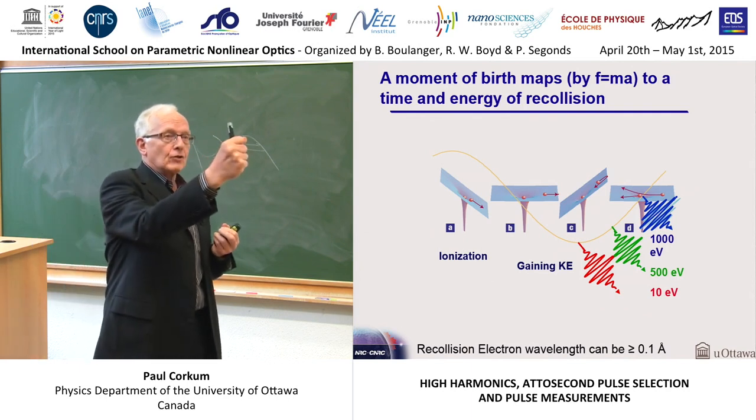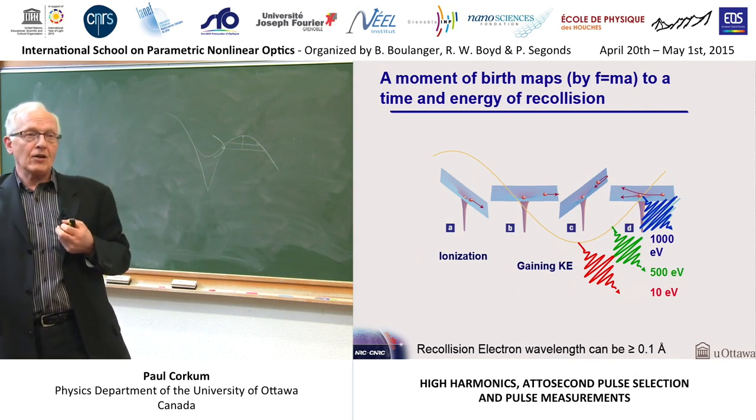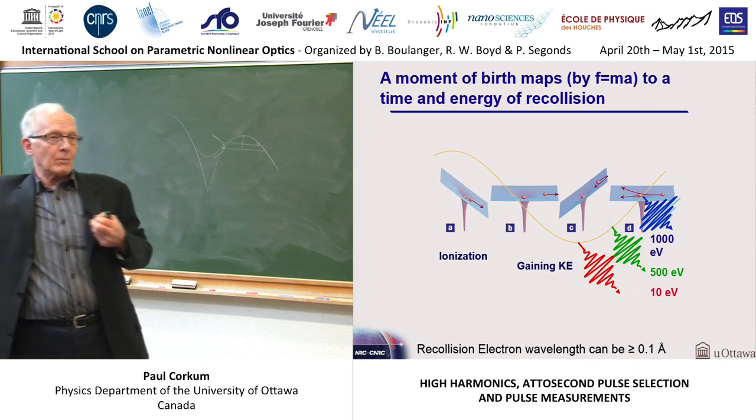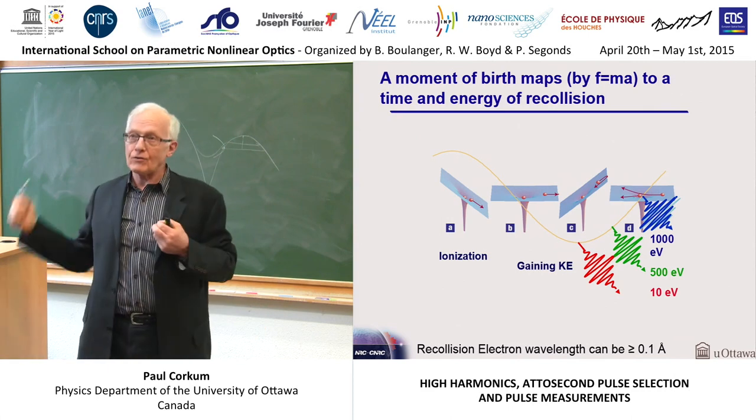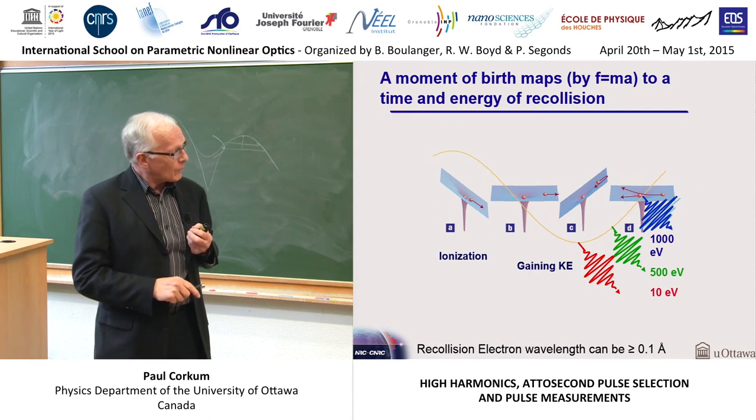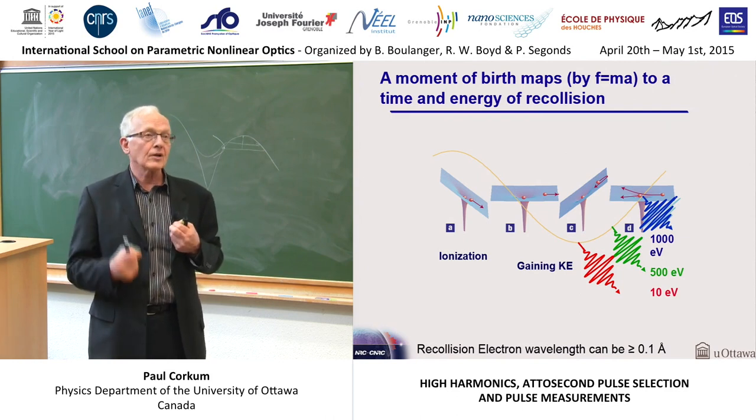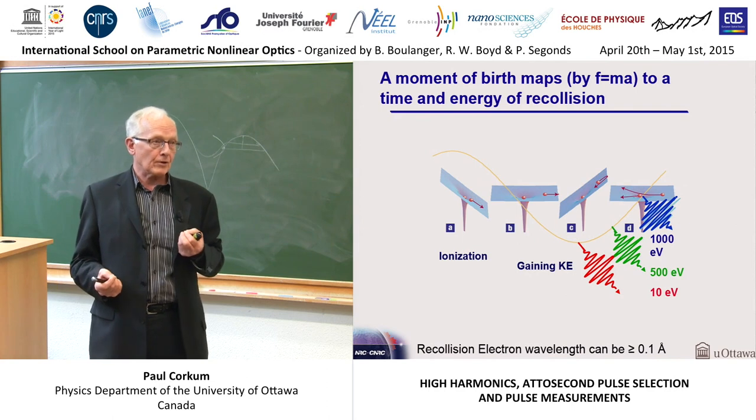So the best thing you could do if you want high energy is pull it out with long wavelength, get it a long way out, and then drive it back for a long time and throw it as hard as you can at the ion. It's possible in real experiments to push up to a kilovolt energy of the recolliding electron, creating a kilovolt photon from an infrared photon to start.